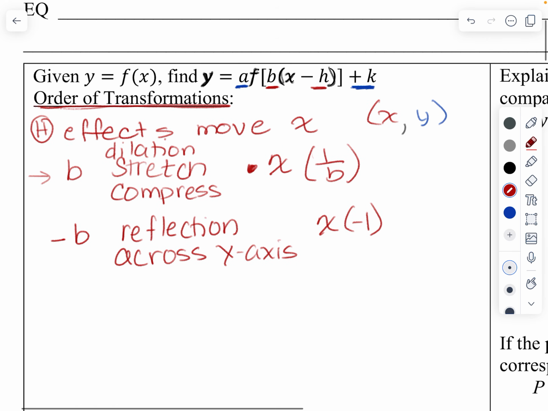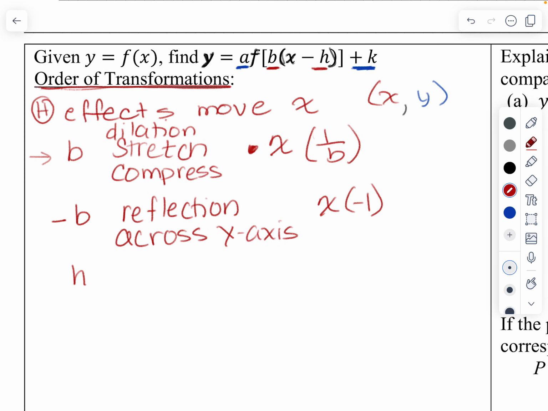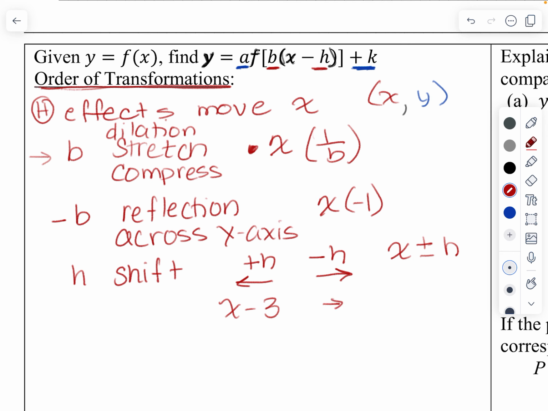All right, and then let me talk about h, which is where I was going. h means to shift the graph left or right. So these are all horizontal effects. If it says plus h, we're going to shift to the left. If it says minus h, we're going to shift to the right. So you're basically doing your x component plus or minus h. Basically, you're always just going to go the opposite direction of whatever it says in the parentheses. So if it says, for example, x minus 3, then that means you're going to go 3 to the right because you want it to zero back out.